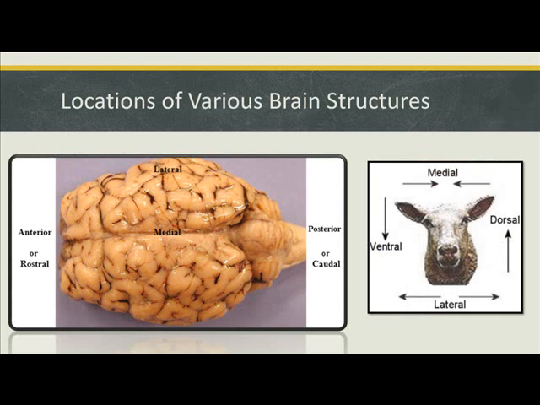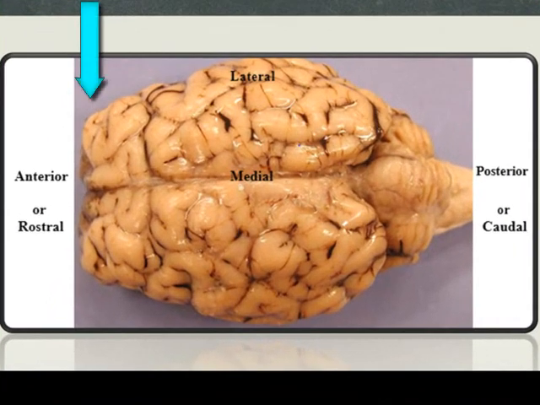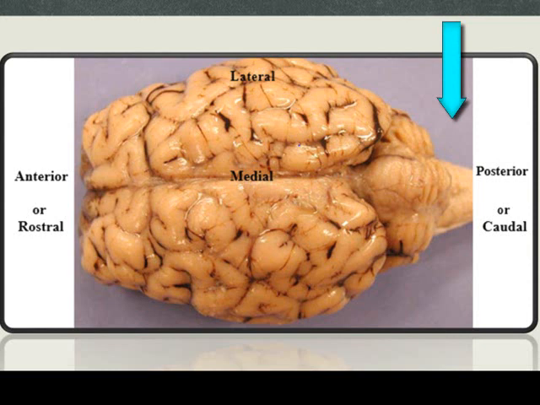Let's take a look at the various locations of brain structures. Anterior, or rostral, means the front of the brain. This is the part of the brain that does not have the brainstem. Posterior, or caudal, means the back of the brain. This is the part of the brain that does have the brainstem.